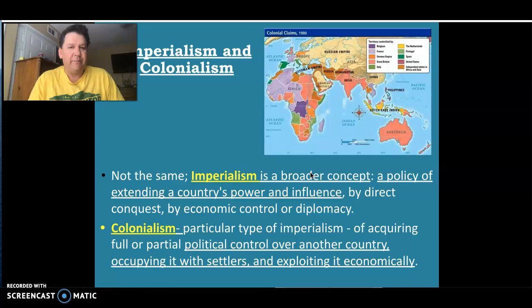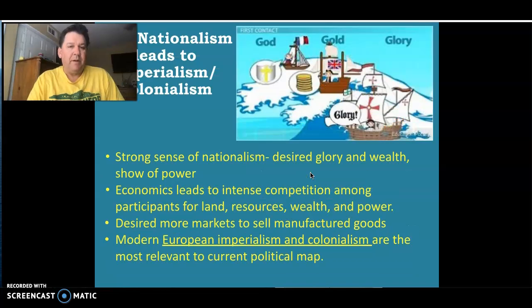But imperialism still implies that there's some sort of influence, and typically this is economic. So we're talking money. The concept you really need to understand, I would say, is how nationalism allows for imperialism to continue.